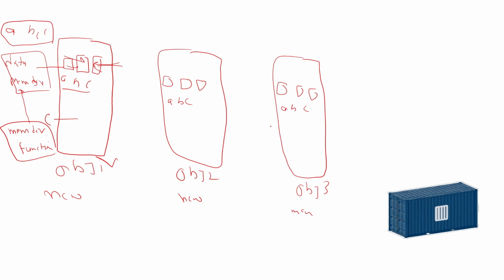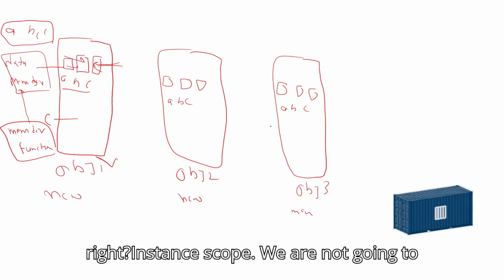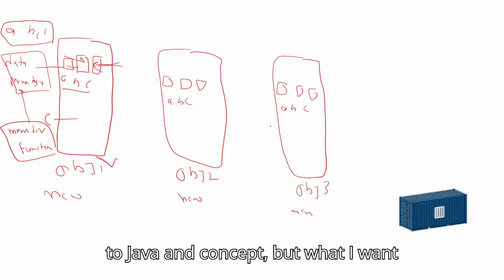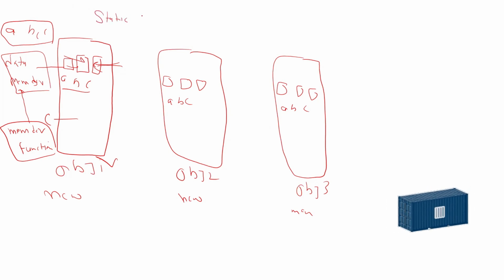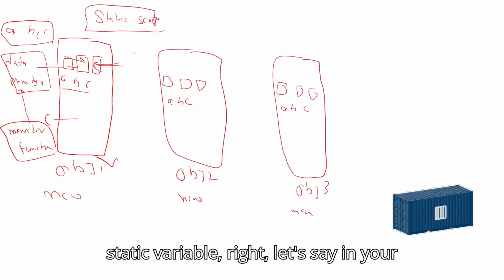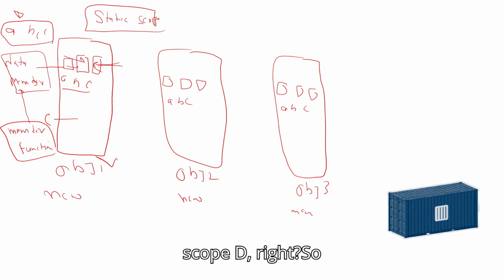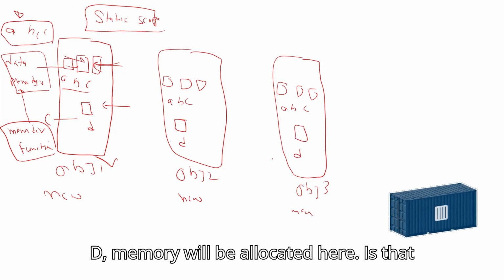These are instance variables, and we have a scope called instance scope. We are not going to discuss that in detail because it's related to Java and OOPs concepts. What I want to discuss here is static scope. Static scope means you declare a static variable. Let's say in your class template you have a static variable D. Will memory be allocated for that D separately for each object?